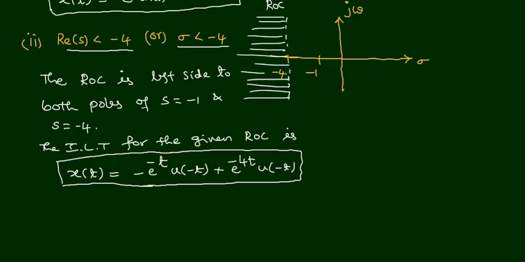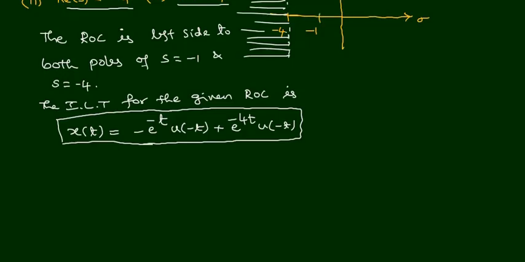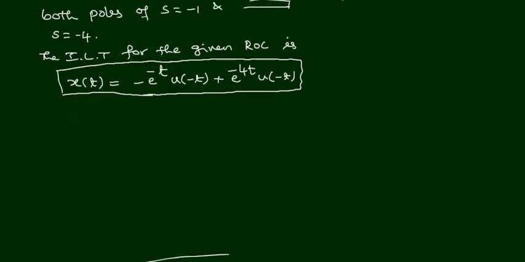So now the third case, we'll move to the third case. Third case is in between -1 and -4. So case number 3, point number 3. Region of convergence, real part of S, is in between -1 and -4. So sigma is less than -1 and greater than -4. So this is the case.